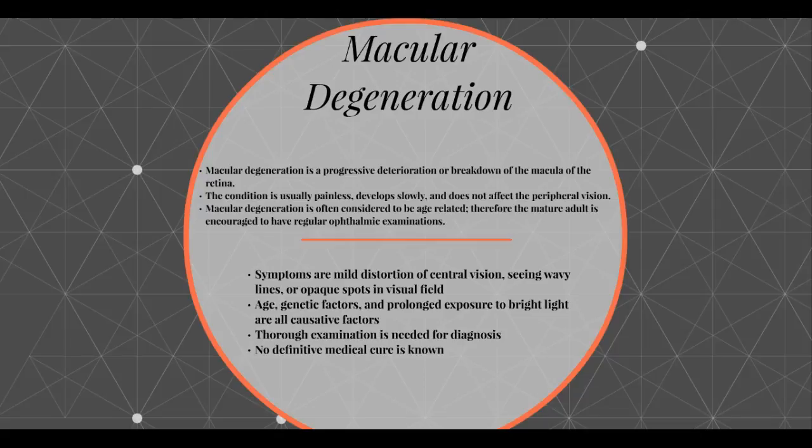There is no definitive medical cure known. They have developed some medications that can be injected directly into the eye that can slow the progression of macular degeneration, but they cannot reverse any of the damage that has already been done.